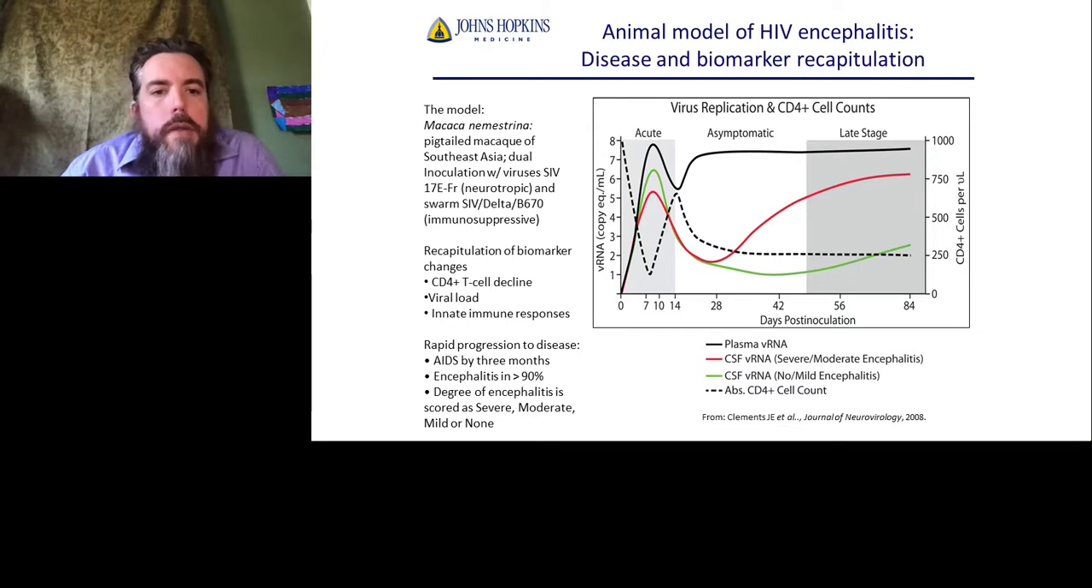This means that when we infect them, we actually use two viruses. We use a swarm that immunosuppresses, and we use a cloned virus that is neurotropic. And this leads to development of that neurologic disease. So when we infect those animals, they respond much as a human responds to untreated HIV infection. And within 3 months, we have AIDS, we have decline of T cell counts, and we also have encephalitis in most of these subjects. The encephalitis is then scored by two pathologists, and we try to understand what is causing this pathology in the brain.